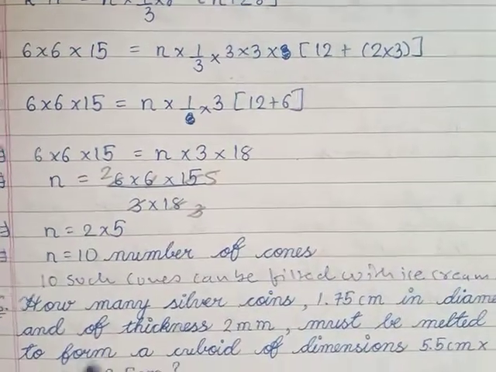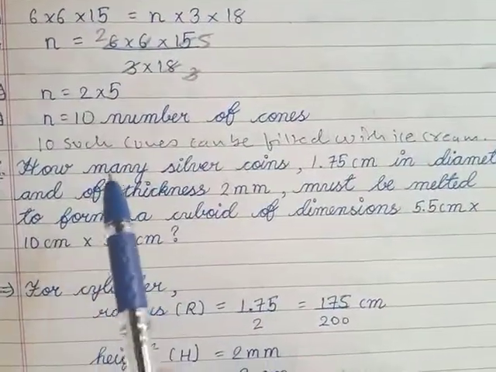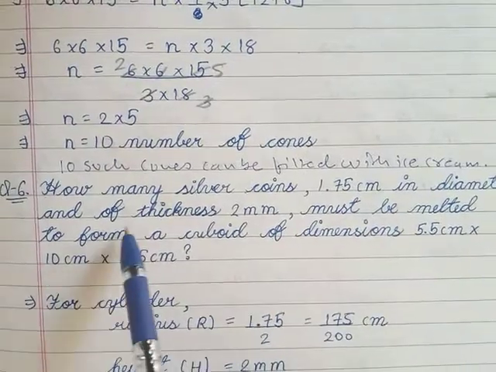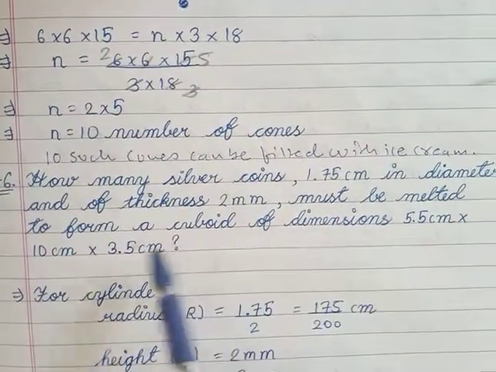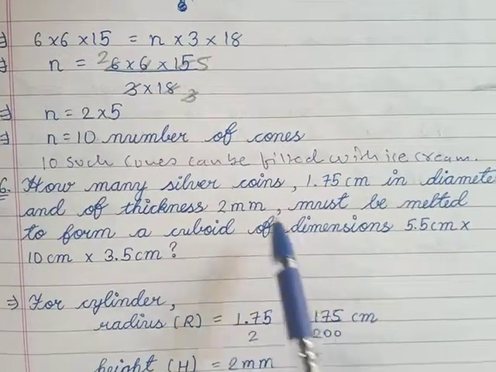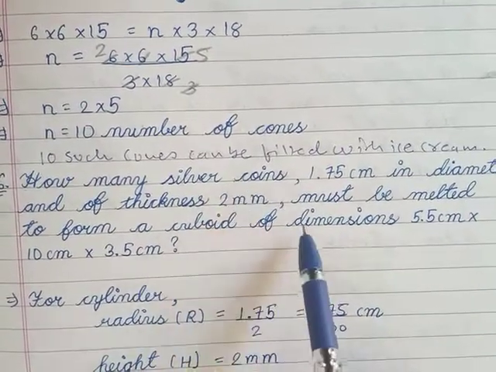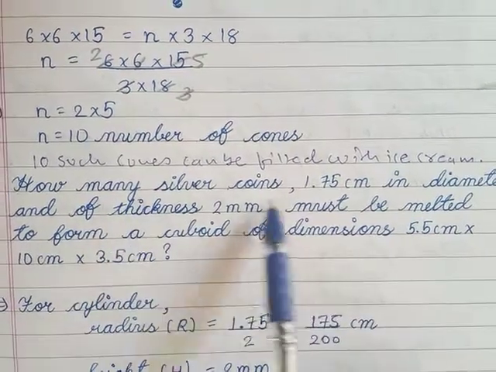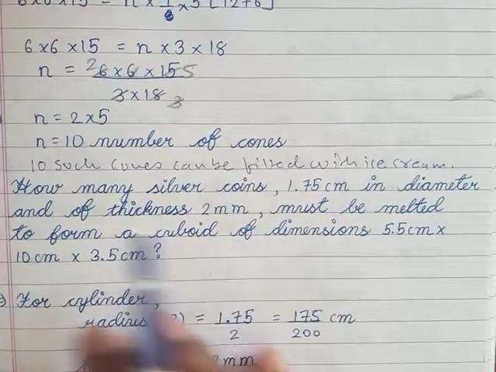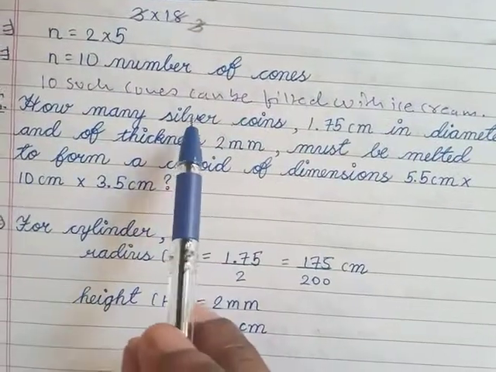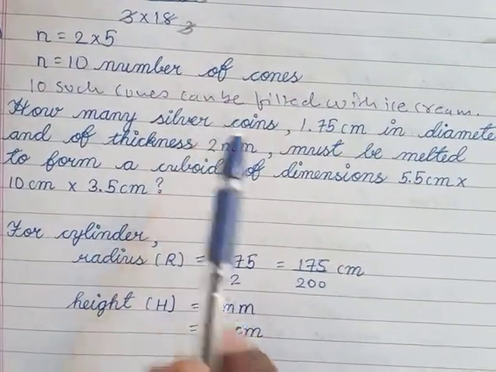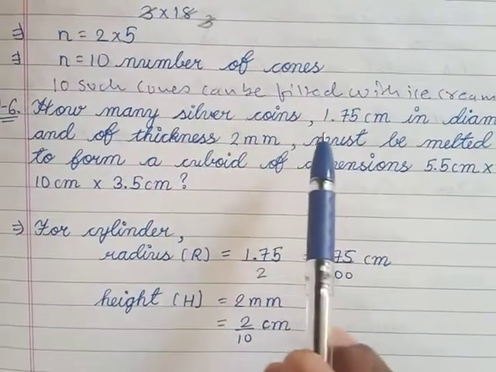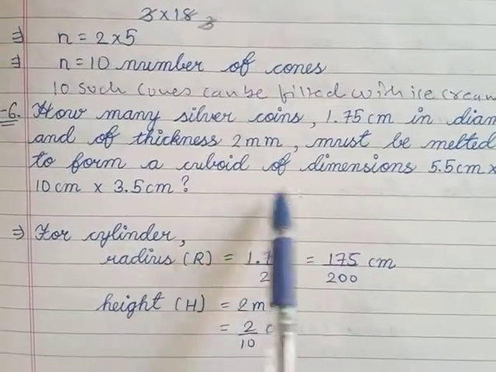Okay, now let's move on to the next question. How many silver coins 1.75 centimeter in diameter and thickness 2 millimeter must be melted to form a cuboid? So which shape is changing? A cylindrical shape is changing into the cuboid. The example is the same: the silver coins are cylindrical in shape, and they are converted into the cuboid. How many such silver coins should be melted to form this cuboid?